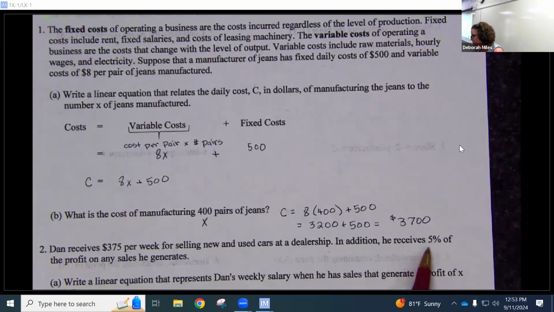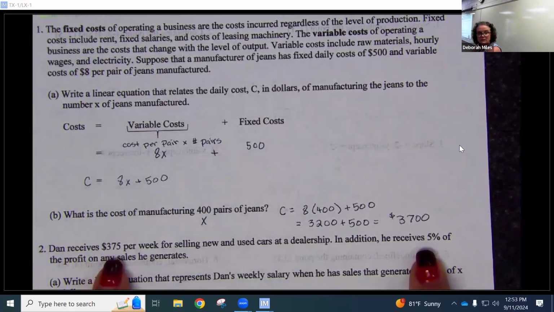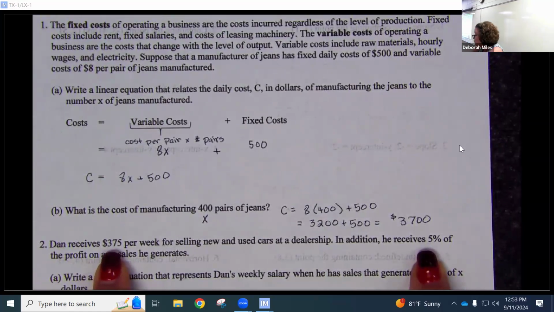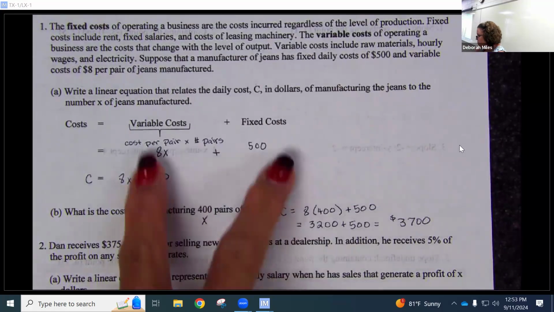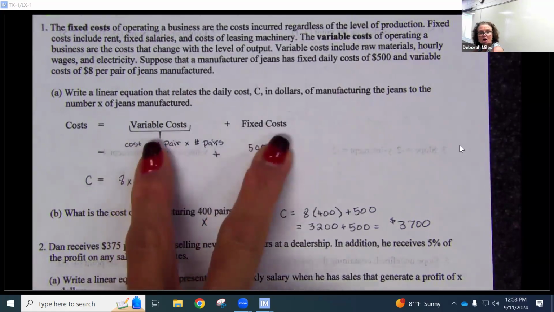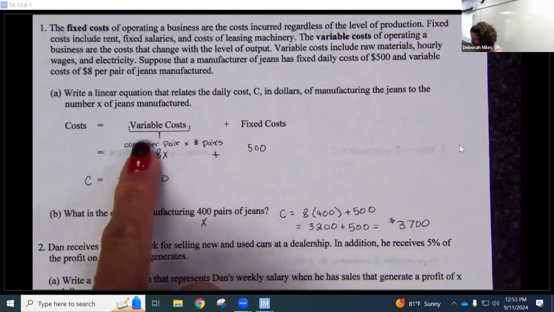So if he sells, to make the math easy here, a $100 car, you couldn't drive a $100 car off the lot, but if he sold a $100 car, then 5% of 100 is $5. He would get $5 in commission plus his $375 just for showing up. He'd get $380 that week if he sold a $100 car. His total pay is, we could use the same words here, really. Instead of fixed cost and variable cost, he has fixed pay and variable pay.